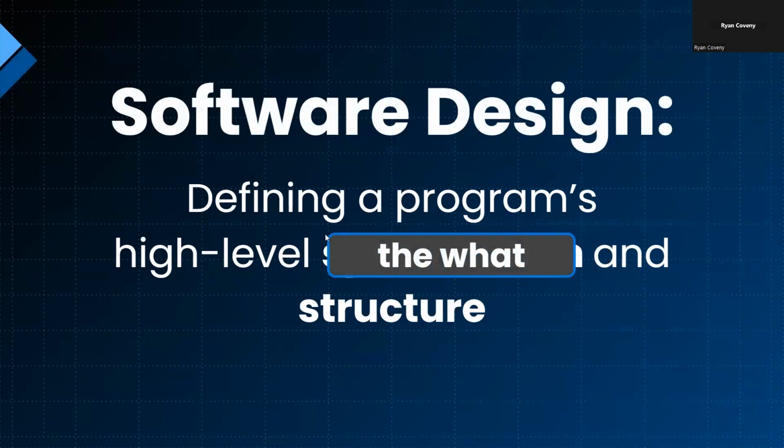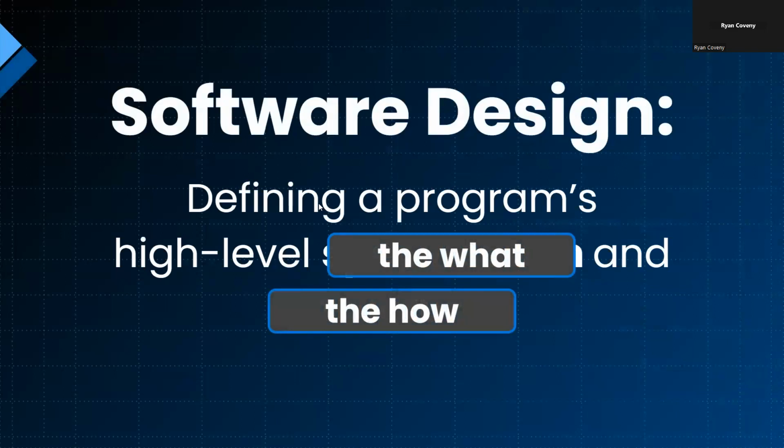And then the structure here is essentially how our program does it, right? How do we break our system up into different parts? Which parts are going to be responsible for what functionality? How are they going to work together? That kind of thing. So again, you're going to be seeing these two words a lot tonight, the what and the how. So the what and the how, essentially that's what software design is.